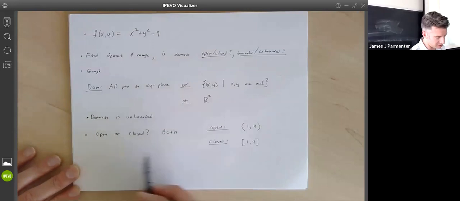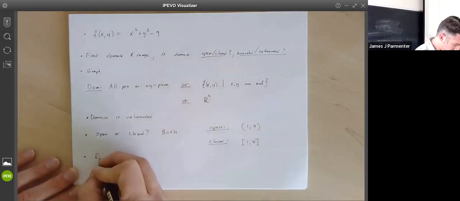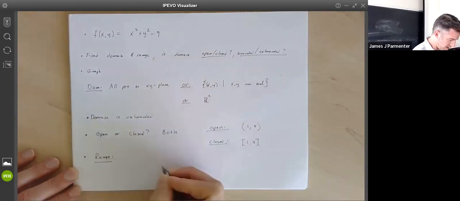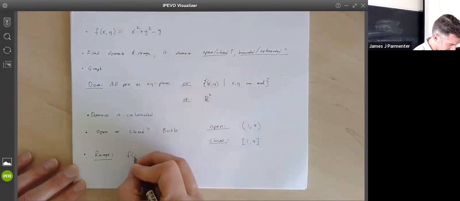We'll look at another example that's a little less strange. For the range here, well, again, the range is usually kind of a take a look at it and see what you got kind of situation.